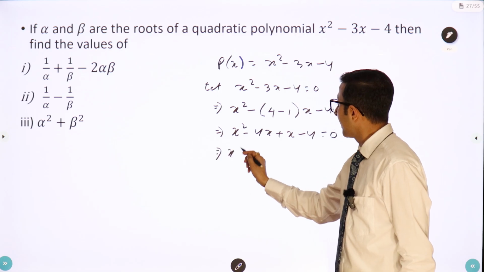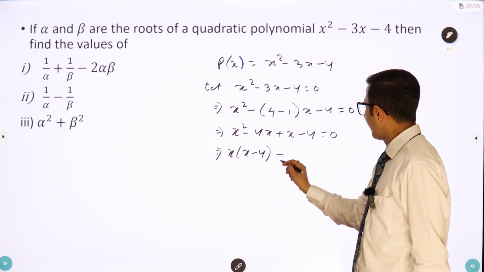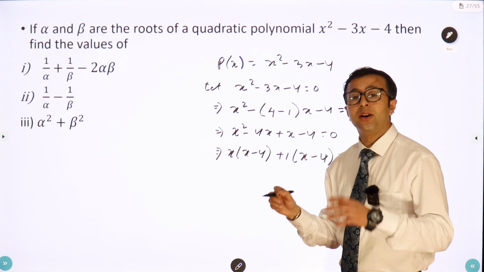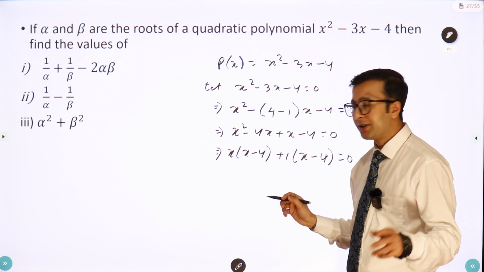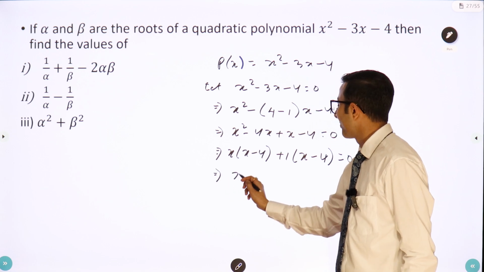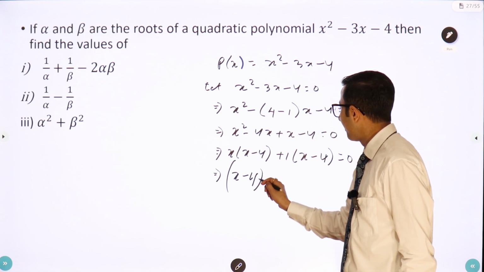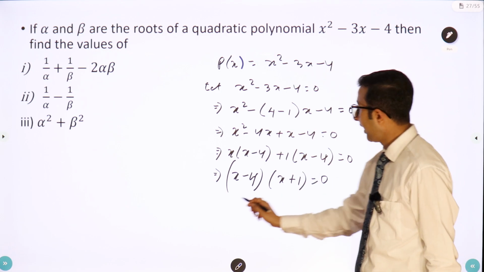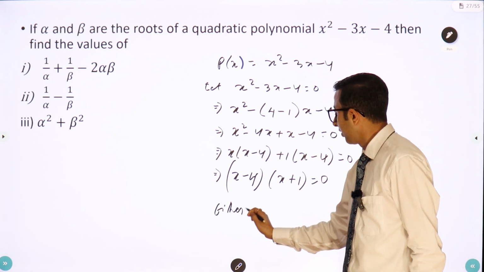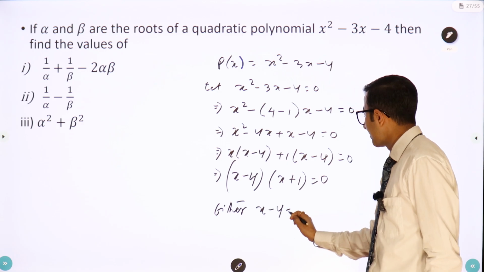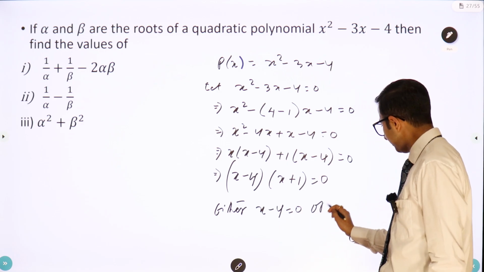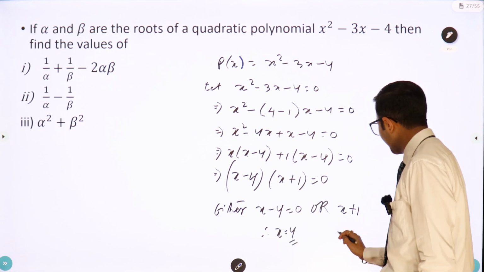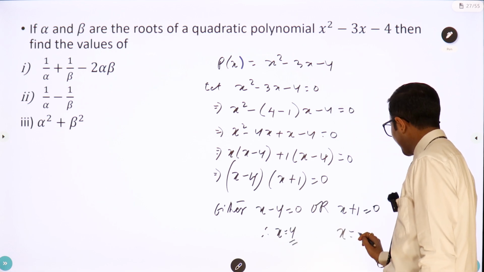If we take x as common, we get x minus 4, and if we take 1 as common, we get x minus 4 once again. Here 1 is common. So x minus 4 is in one bracket, and in the other we have x plus 1, that is equal to 0. Because the product of the two numbers is 0, one of the numbers should be 0. So the value of x is 4 and another value of x is minus 1.